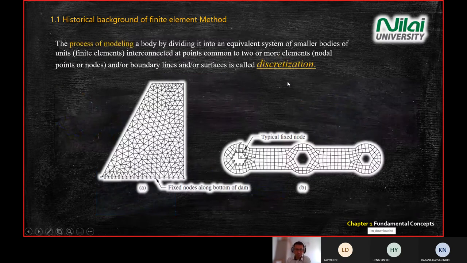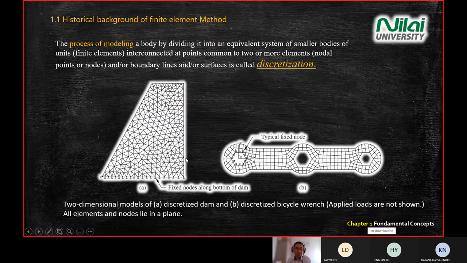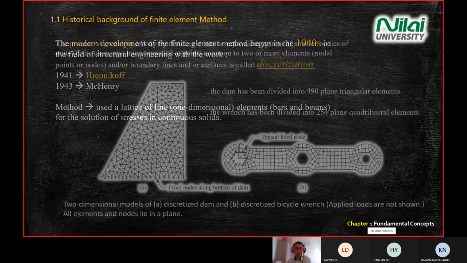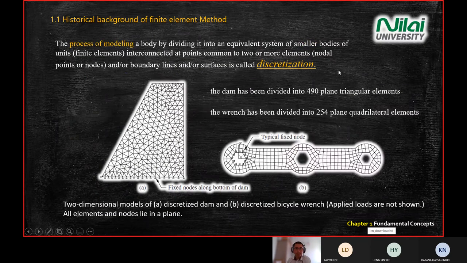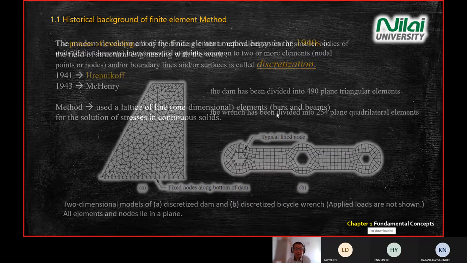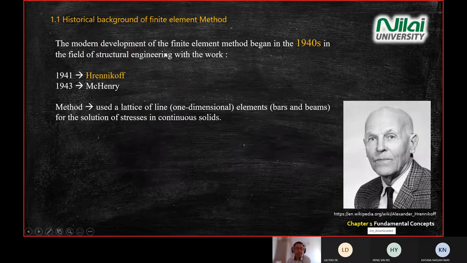And then the word called discretization means we break the structure into small pieces. In software later on, we use the word mesh, M-E-S-H, mesh, right? And then some history started in the 1940s, right, by this guy.